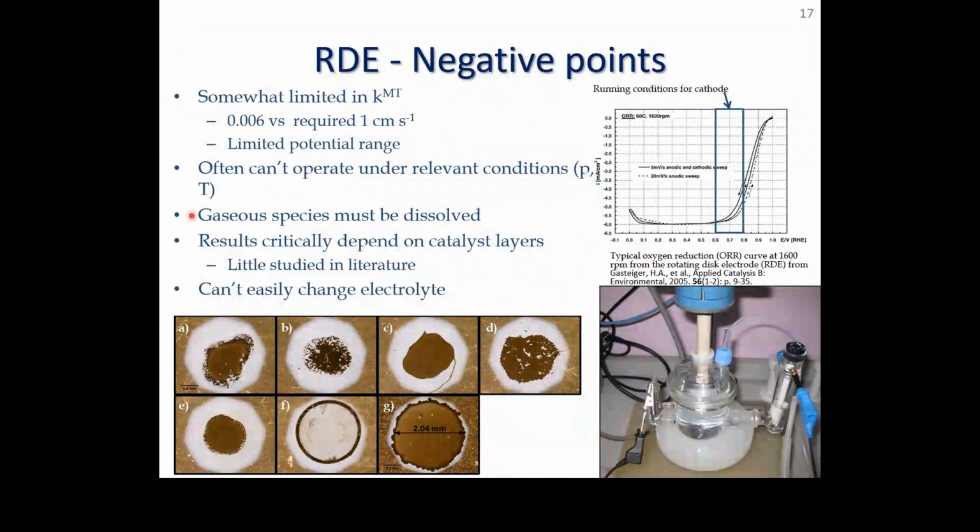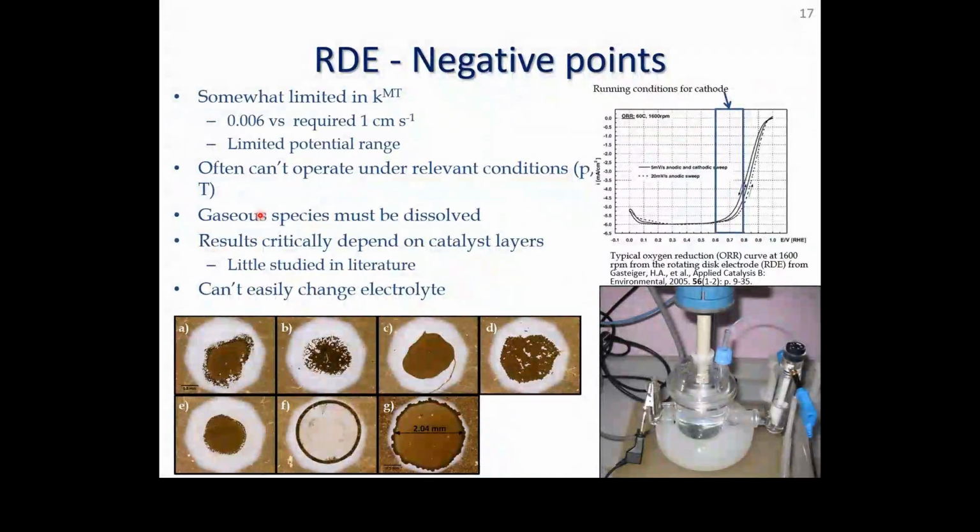Of course, if we're interested in gaseous species, and for instance this is looking at the oxygen reduction process, then those gaseous species have to be dissolved in our electrolytes. So if we want to look at oxygen reduction, then we need to dissolve that oxygen in our electrolyte. And of course, the solubility of gases in solutions is relatively low, at least for most gases. Something like CO2 is moderate, but something like hydrogen or oxygen is actually very low.